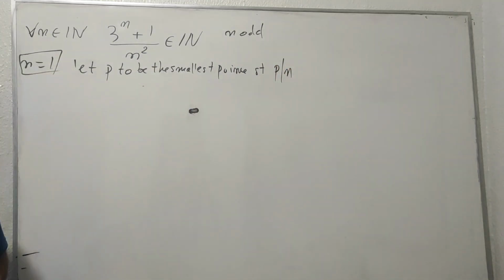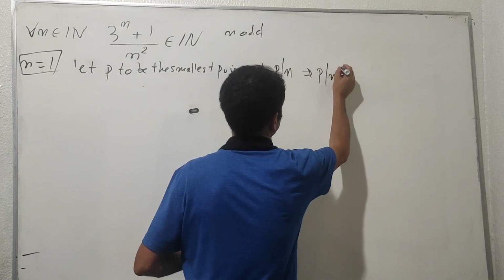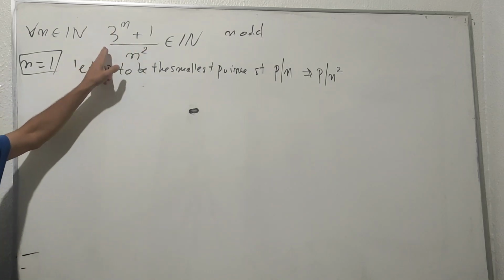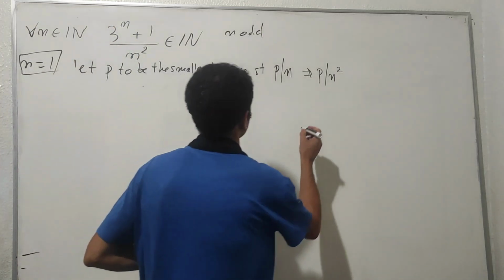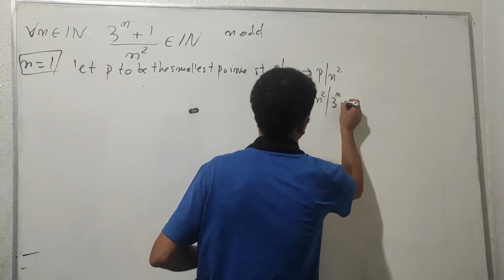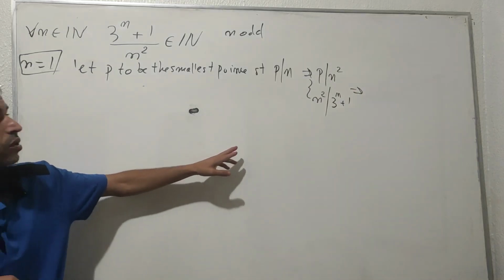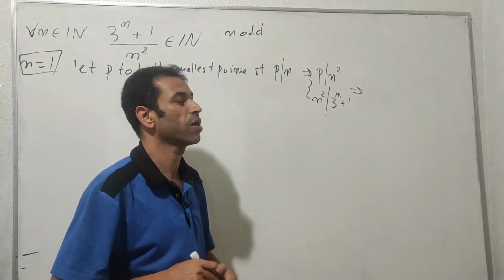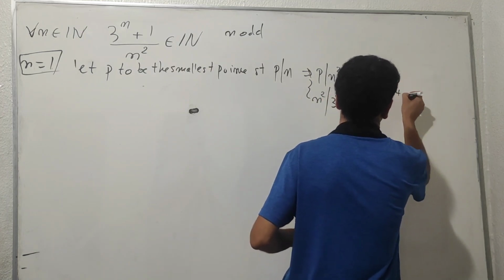If p divides n, which means p divides n squared. Also remember here we get this fraction is an integer, which means n squared divides 3 to the n plus 1. This is called the transitive property. If p divides n squared, which divides 3 to the n plus 1, then p divides 3 to the n plus 1.